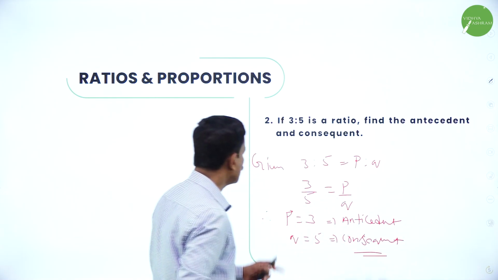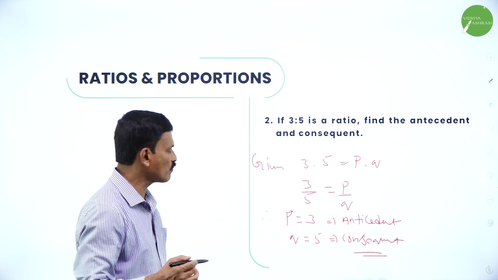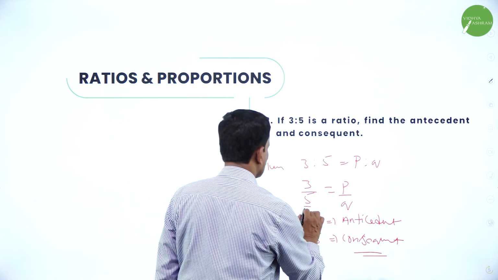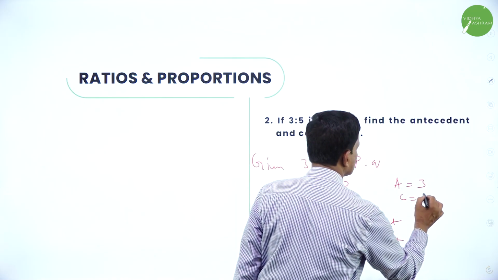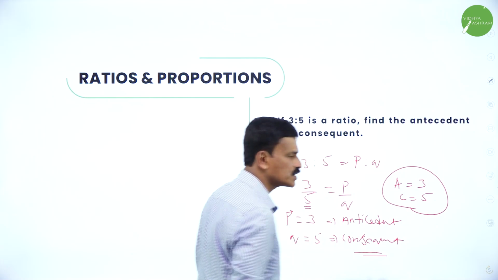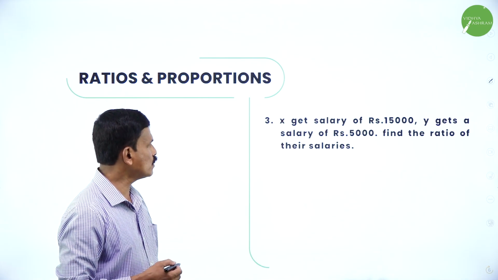So this is called an antecedent. That is, 3 is the antecedent and 5 is the consequent. So antecedent is equal to 3 and consequent is equal to 5. That's it. Okay, 1 mark easy question. Now move on to the next problem.